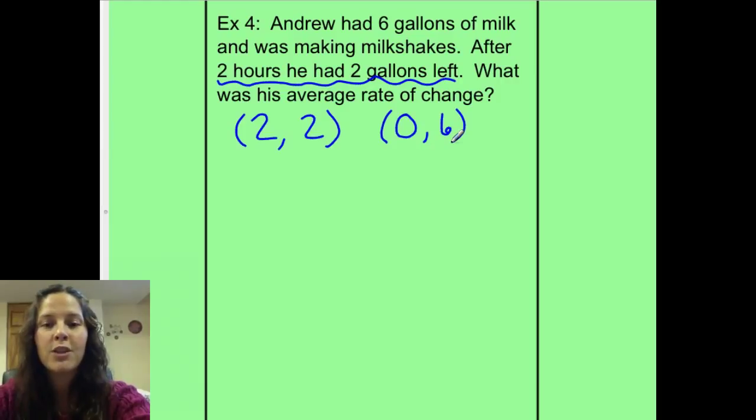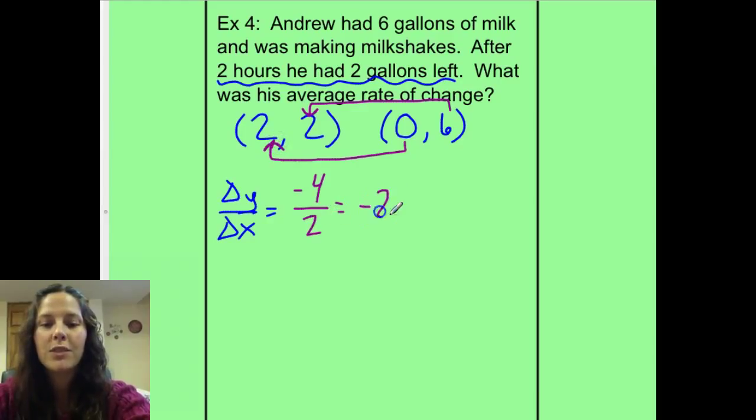Setting up our ratio change in y over change in x gives us our rate of change. This time thinking about it, he started with 6 gallons and went down to 2 gallons. So the change was a negative 4 gallons, but the time went up 2 hours. So this time our rate of change was negative 2 gallons per hour.